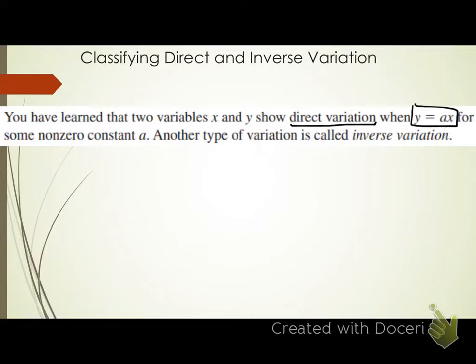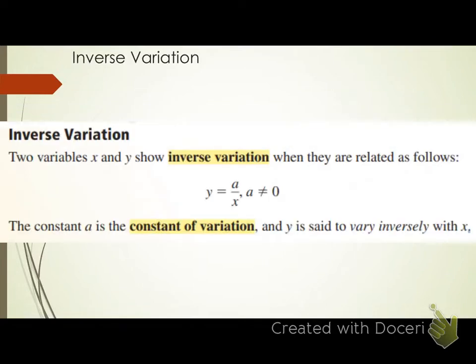Does everyone have this written down? Y equals ax, direct variation. Inverse variation. Two variables x and y show inverse variation when they are related as follows. Just need to write this down for inverse variation. Y equals a over x, where a does not equal 0. The constant a is the constant of variation, and y is said to vary inversely with x.